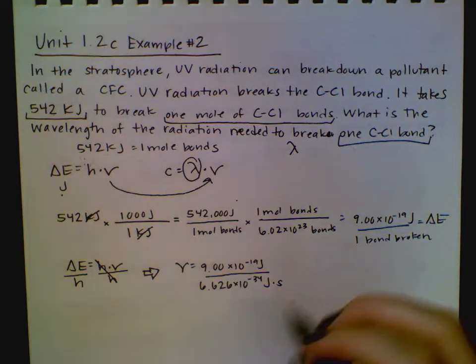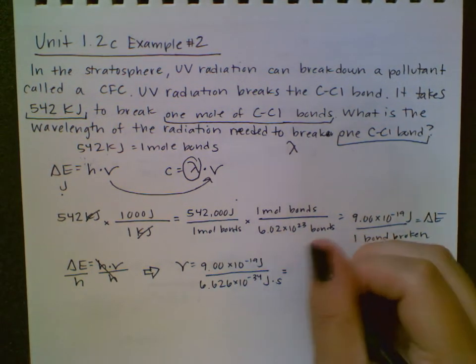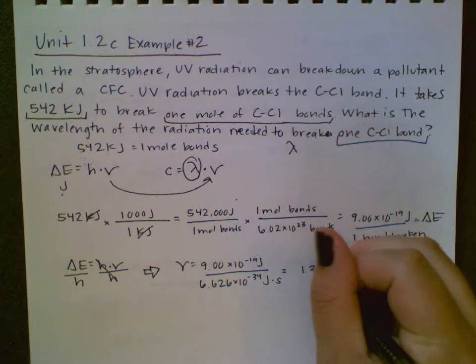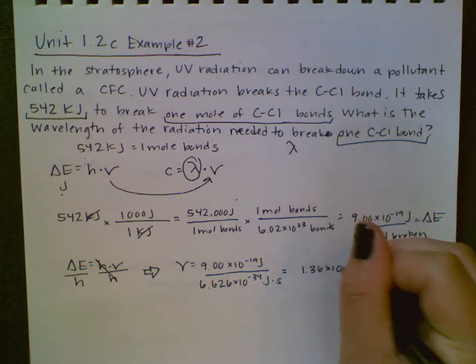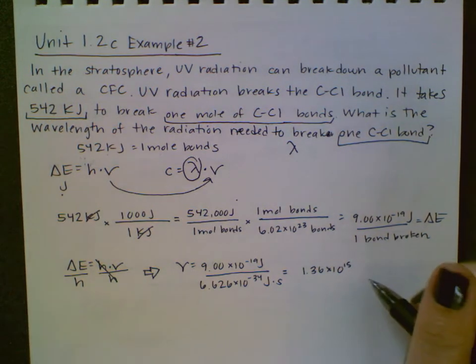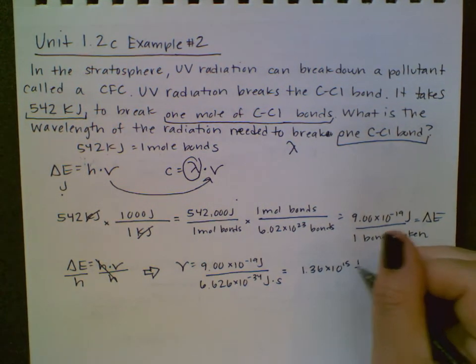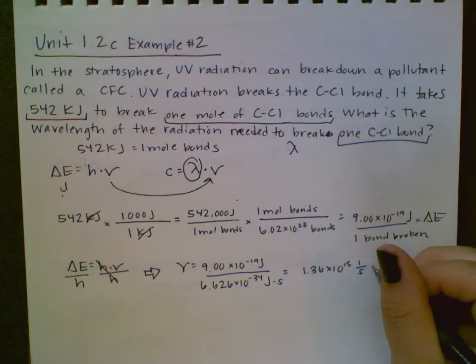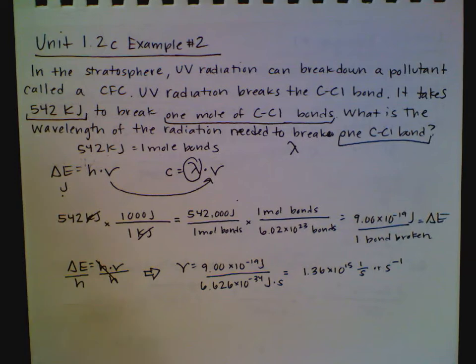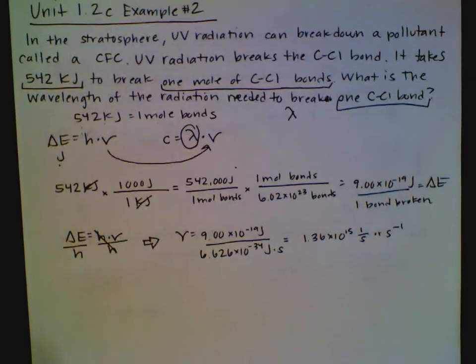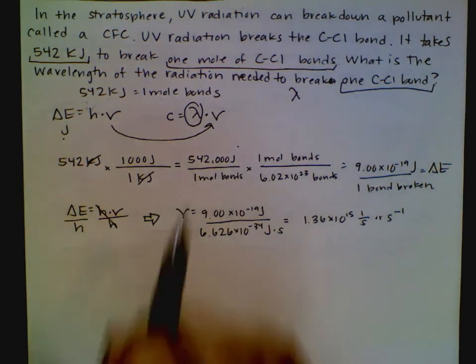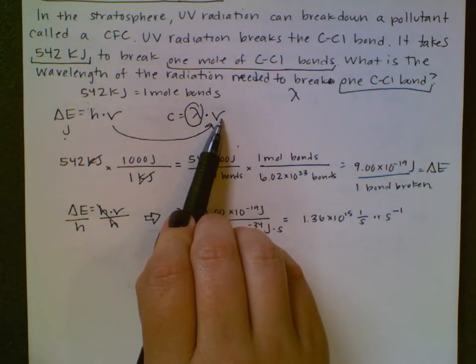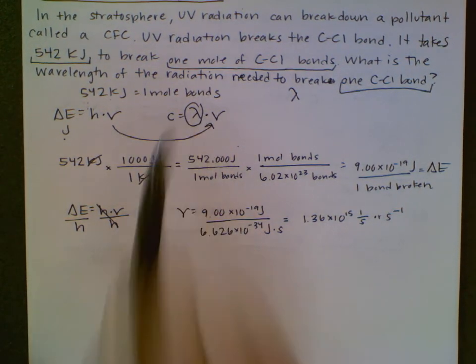Okay, so I'm going to put those two things into my calculator. And when I do that, I get a frequency of 1.36 times 10 to the 15th. And the units on this can either be 1 over seconds if you want, but remember that that is the same as seconds to the negative 1. Pick one, whichever one is your favorite, and go from there. So now I have my frequency and I can find my wavelength.